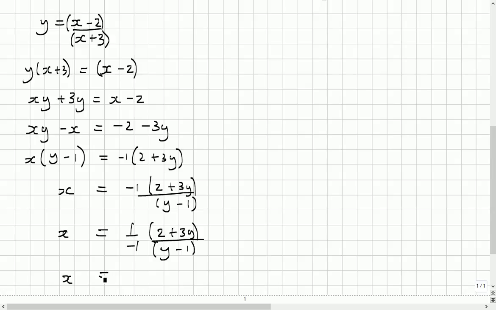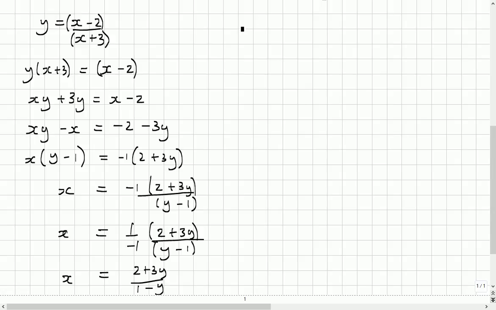Okay, and then if we multiply the bottom by this minus 1, we're going to get this. We're going to get x equals 2 plus 3y over 1 minus y, because minus 1 times y is minus y, minus 1 times minus 1 is positive 1. So that's just tidied it up a little bit further than it was up here. A fine touch, really.